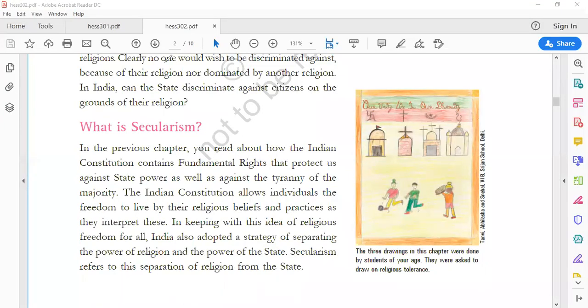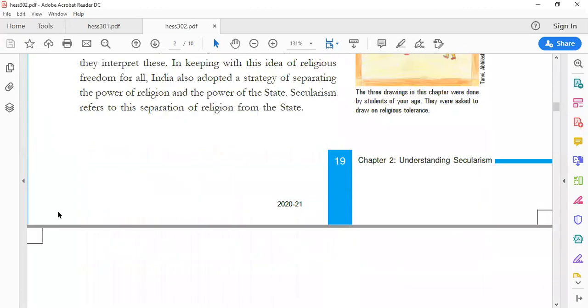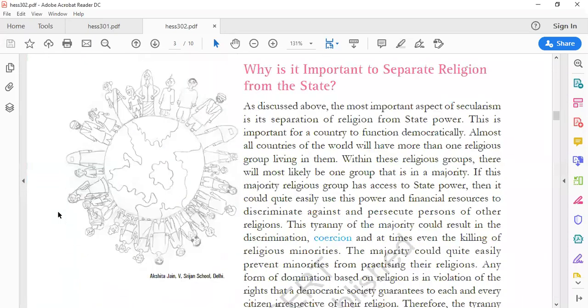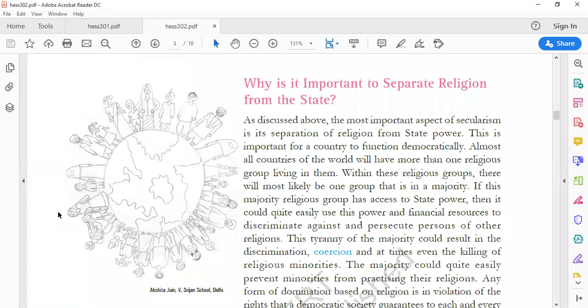Fine. So this is showing the unity that Indian society has. Okay. So why is it important to separate religion from the state? Why should we separate religion from the state? When you separate religion from the state, at that time what happens, you are not giving preference to one particular community. Okay, you are treating all these, see here, can you see all the community people as equal?